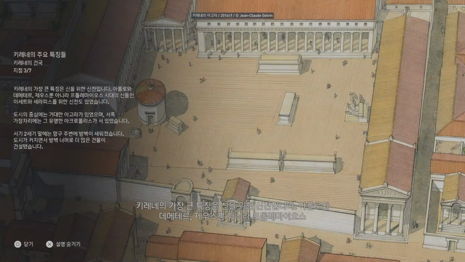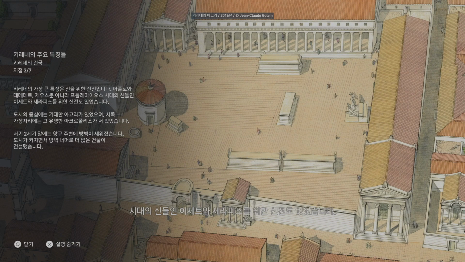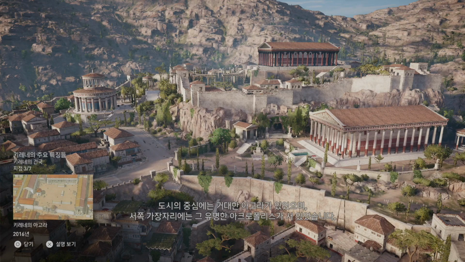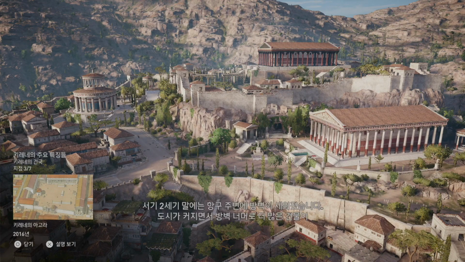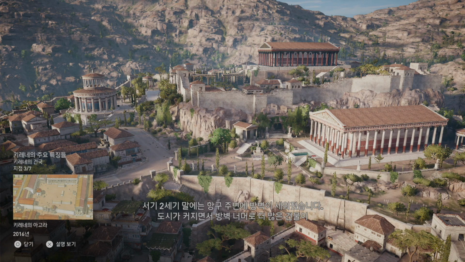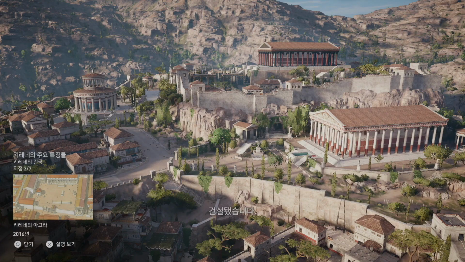The key features of Cyrene were temples dedicated to gods, Apollo, Demeter, and Zeus, alongside Ptolemaic gods such as Isis and Serapis. A large agora defined the city's center, and on the western edge, the famed Acropolis was built. A fortification wall was added around the harbor at the end of the 2nd century CE. As the city grew, more buildings were constructed beyond the walls.